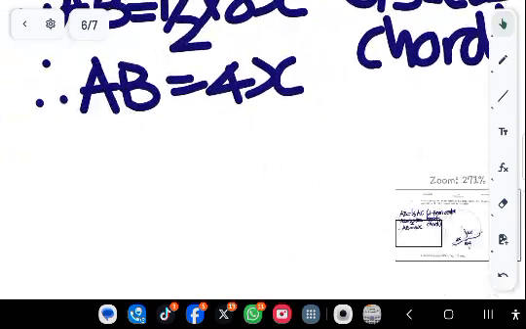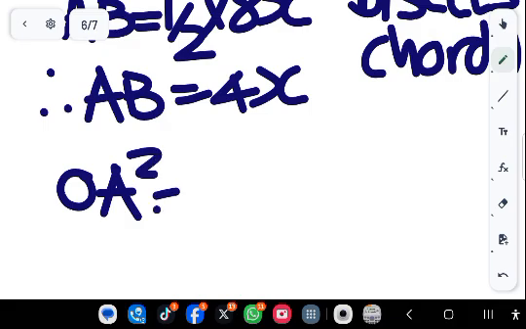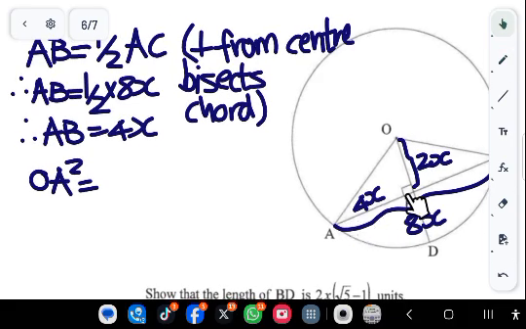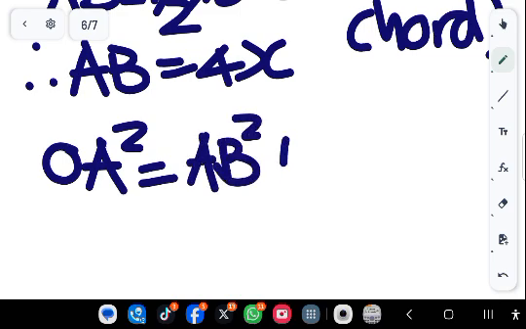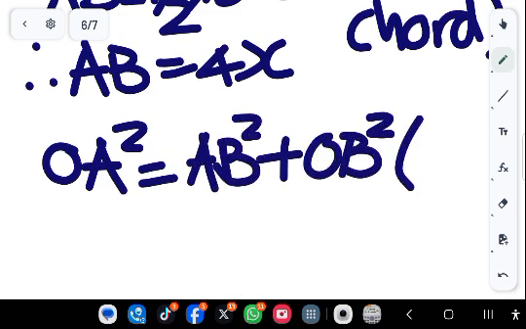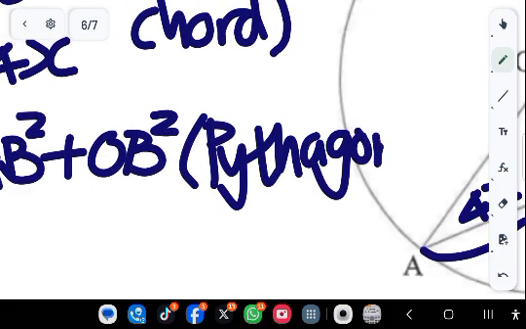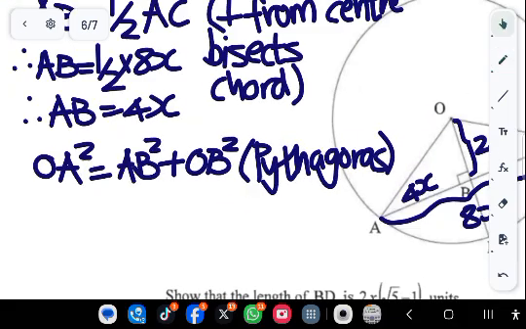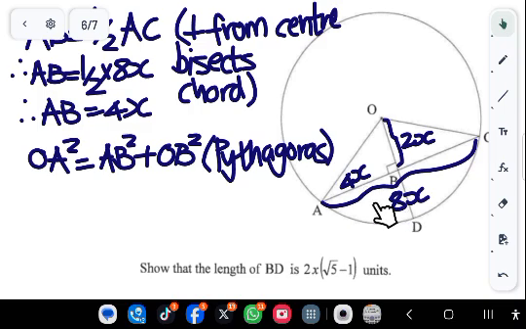So now we know OA squared equals AB squared plus OB squared. Pythagoras, it's a right angle triangle, so we use Pythagoras. Now we substitute. Always start like this and substitute, because you get marks for that. So let's substitute now. OA squared, that's what we're looking for. Let's substitute OB squared and AB squared.